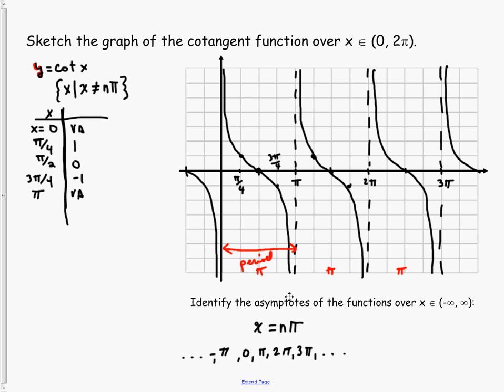The range is all real numbers, and there's no amplitude like the others, so this is it. This is what this graph is going to look like, at least at the basic level. We'll go through and we'll make some adjustments to it as we go.